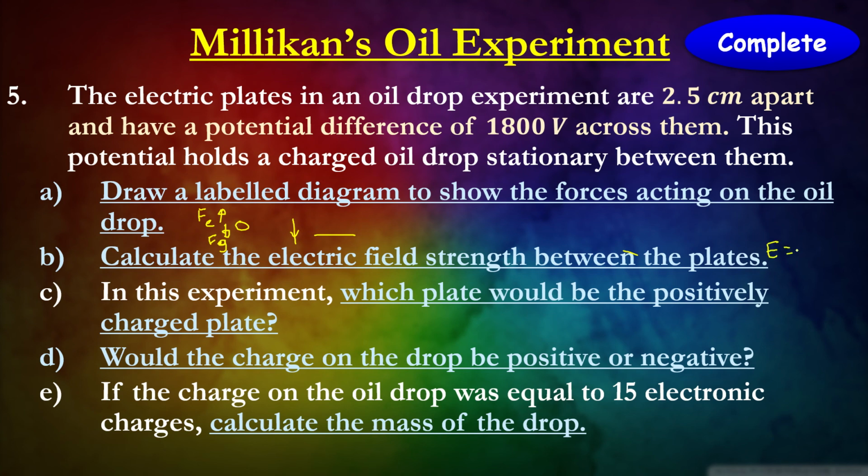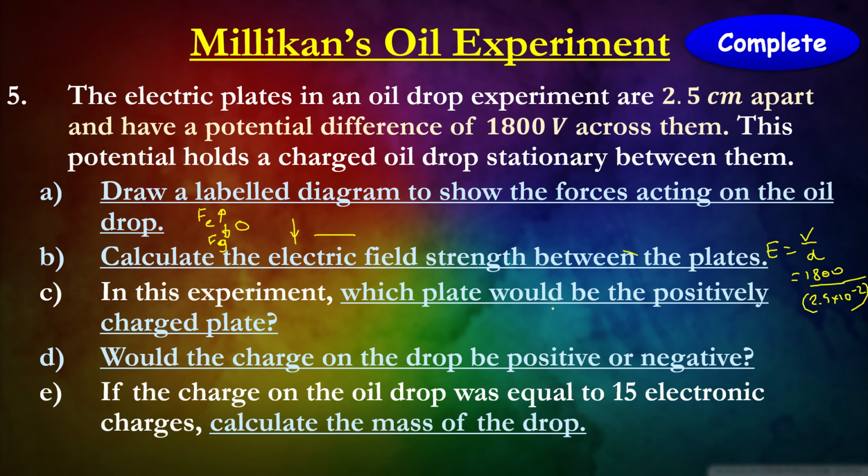Calculate the electric field strength between the plates. So electric field strength is V over d. Okay, so we have our potential difference here, so it's just 1,800 over 2.5. Make sure to convert that into meters, and that'll give you your value.